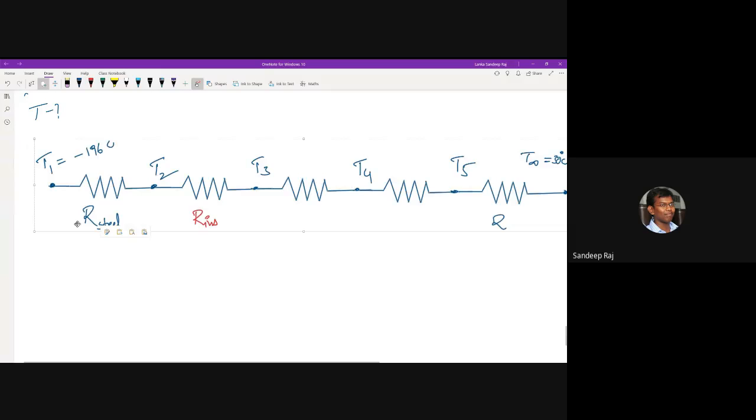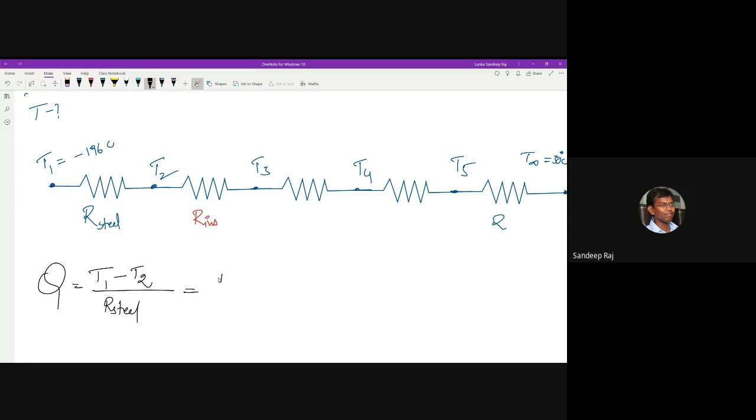Using this resistance circuit, you can write the formula for Q. The Q formula will be: Q is equal to T1 minus T2 by R steel, since T1 and T2 have to be found out. The temperature difference by the corresponding resistance I have to take. Now, if I do this, I will know what is T2.